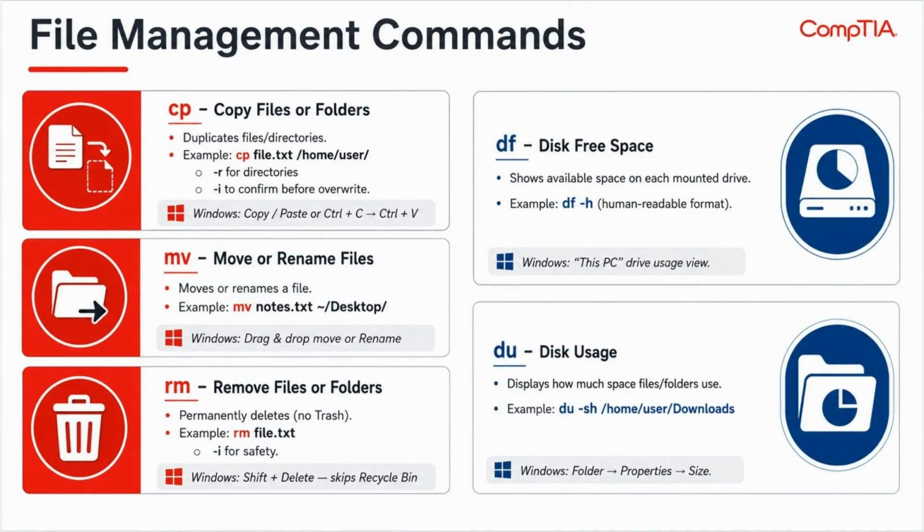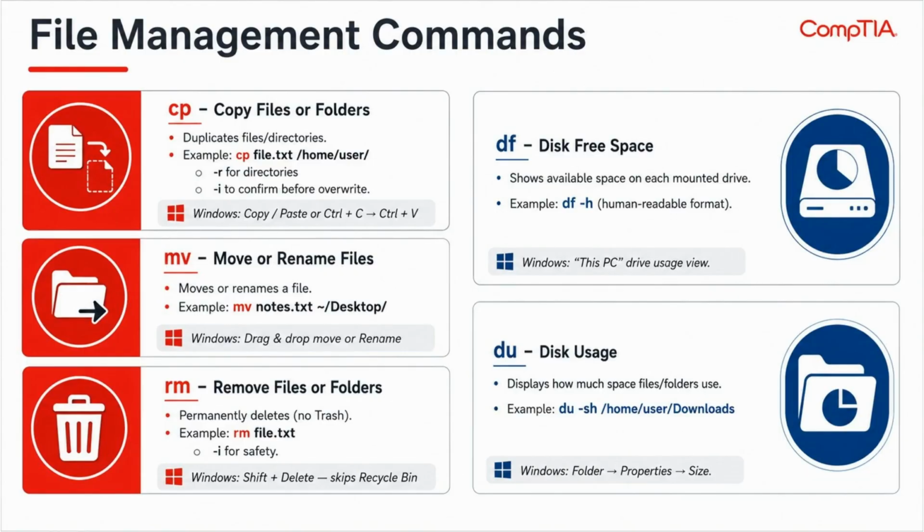cp copies files or directories, cp file.txt /home/user, with -r for directories and -i to confirm before overwriting, like Windows copy/paste. mv moves or renames a file, mv notes.txt /desktop, like drag and drop move or rename. rm permanently deletes with no trash. rm file.txt with -i for safety, like shift+delete, skipping the recycle bin.